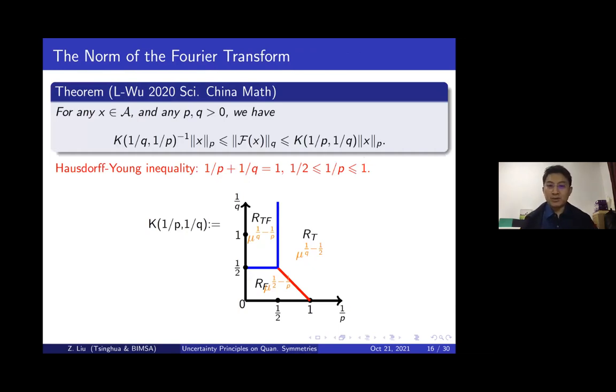First of all, we can do this in a more general way. Take an operator X in this algebra from a subfactor. Then we can compute its Fourier transform and compute the Q norm, and compare the Q norm with the P norm. Now, for the Hausdorff-Young inequality, we have the condition 1/P plus 1/Q equals 1. Here we release this condition and consider arbitrary P and Q, even P and Q between 0 and 1, which means it's no longer a norm, but still we can look at this inequality. And then we have this figure.